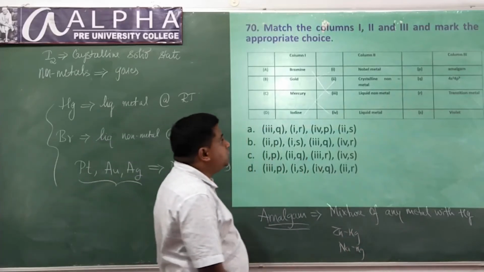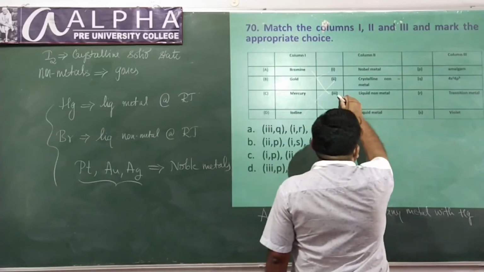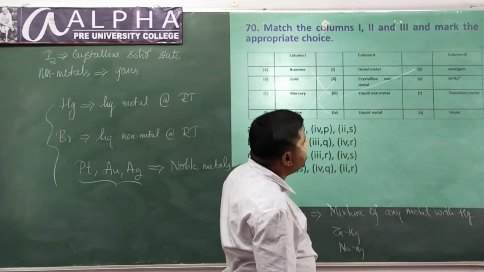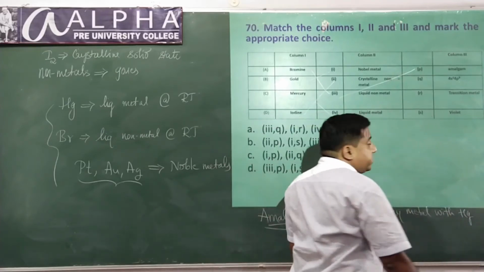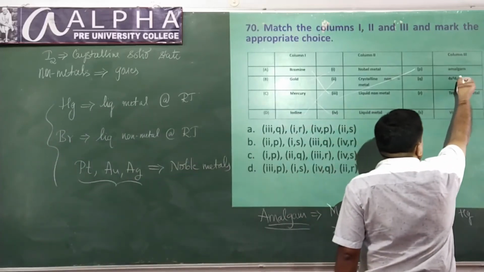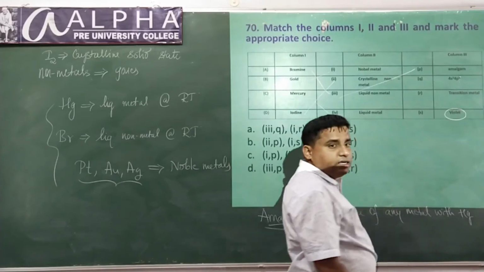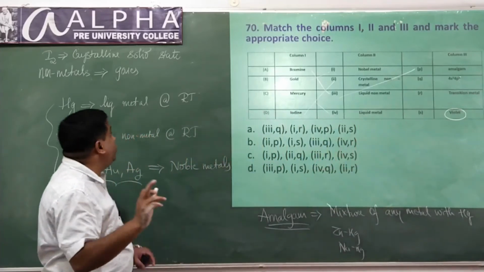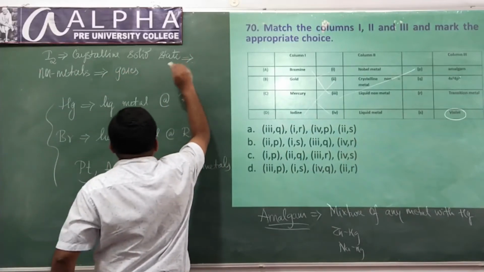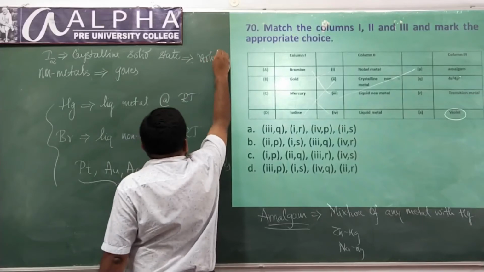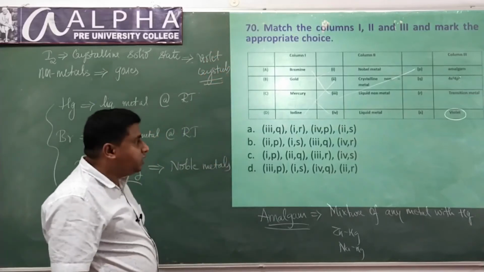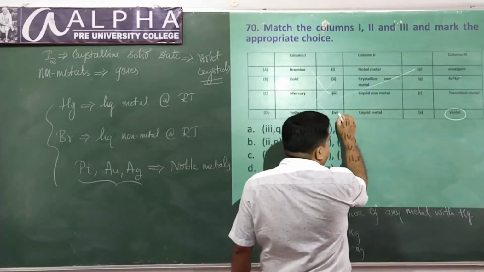Therefore, amalgam, C, 3 is matched to P. What is this 4s2 4p5? Look here, violet. Iodine, I told you, exists only in crystalline solid state. And the color of iodine? They are violet crystals. Iodine is a violet crystal. So that means iodine is matched to violet.